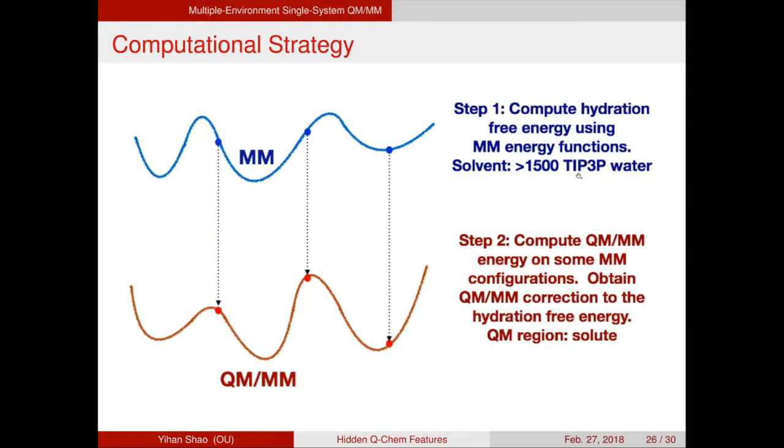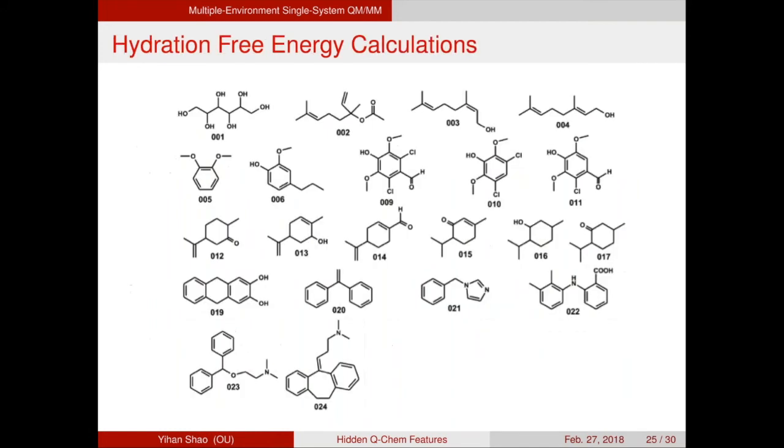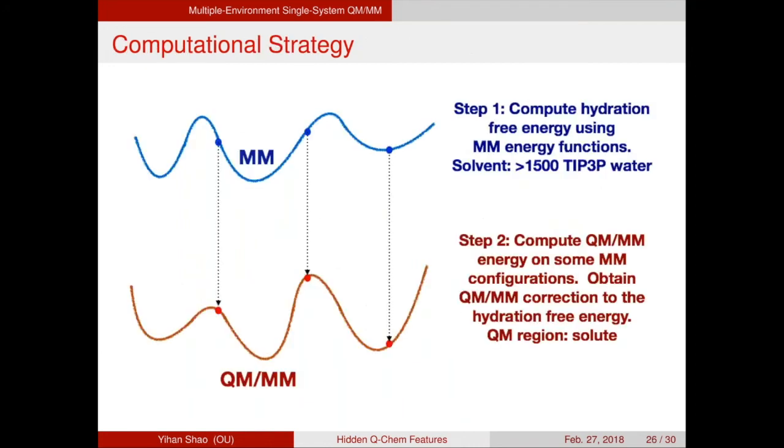We run molecular dynamics and get a canonical ensemble, and then we compute the interaction between the solute and solvent molecules, and from that we get hydration energy at the molecular mechanics level. At that point, the solute molecule is also described by molecular mechanics, so namely ball and stick models.